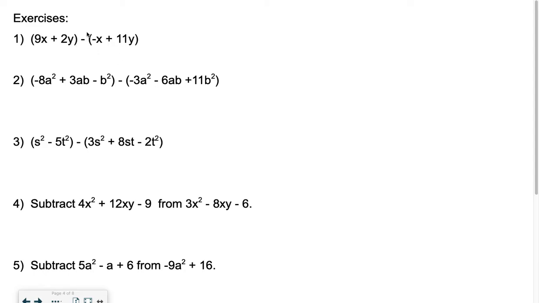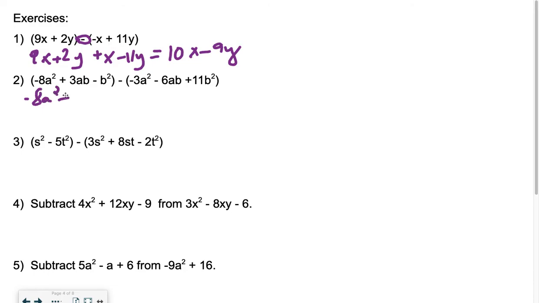Again, be mindful of your signs. You can pause the video to work them out and then watch with me after, or you can follow along. So it's 9x plus 2y plus x minus 11y, 10x minus 9y, negative 8a squared plus 3ab minus b squared. So again, this becomes plus, plus, plus, minus. So we're going to have plus 3. I should have probably brought this down here.